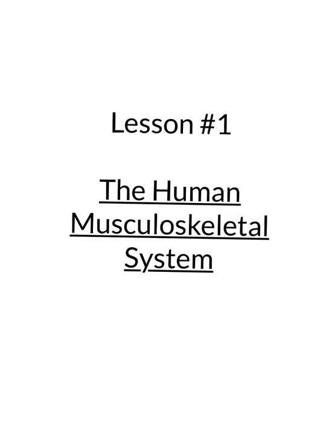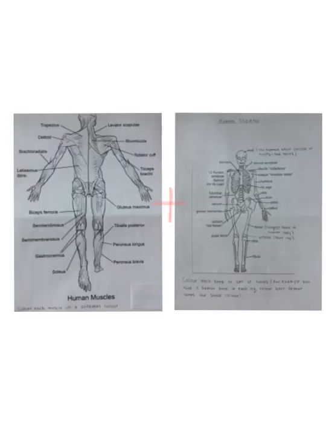Lesson 1, the human musculoskeletal system. You can see that this system is made up of two systems, the muscular system and the skeletal system. That is to say that the human musculoskeletal system consists of all of the muscles in our body and all of the bones in our body.